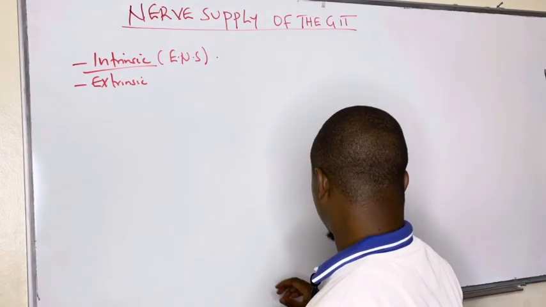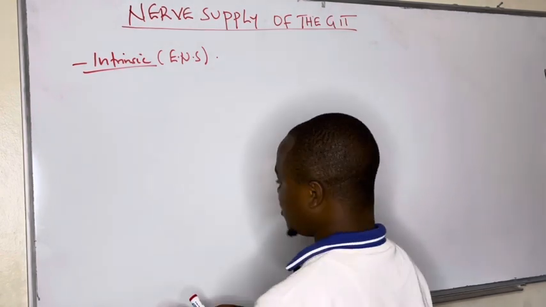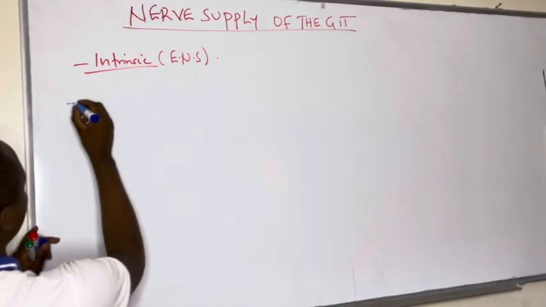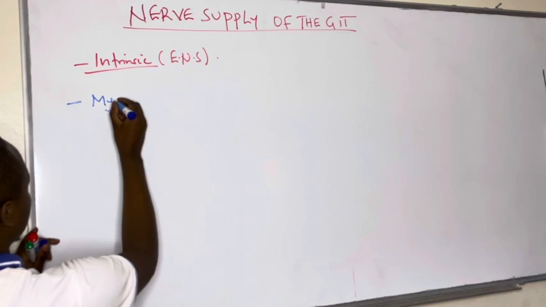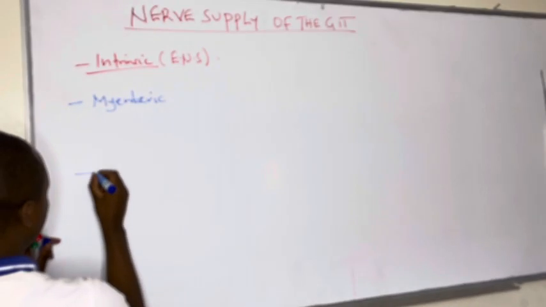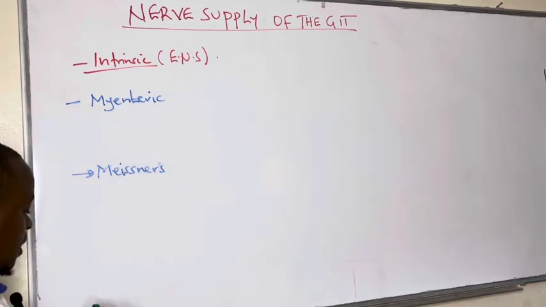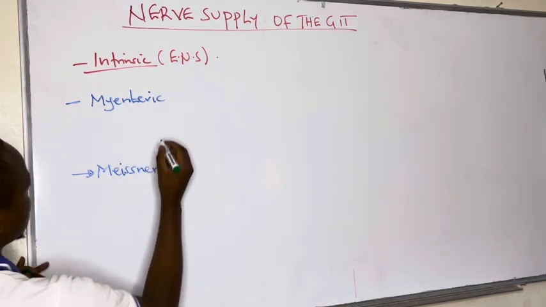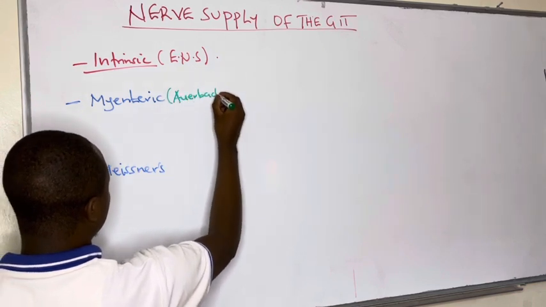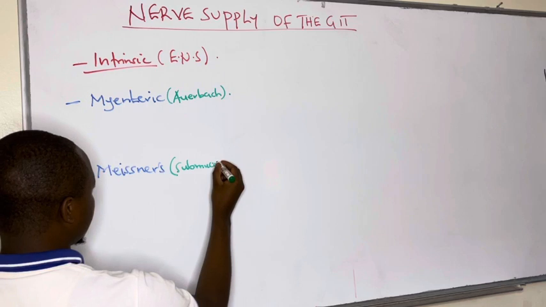And this intrinsic nerve supply is provided by two plexuses, whereby we have the myenteric plexus and the Meissner's plexus. The myenteric one, you can call it Auerbach plexus or plexus of Auerbach. This one you can call it submucosal plexus.